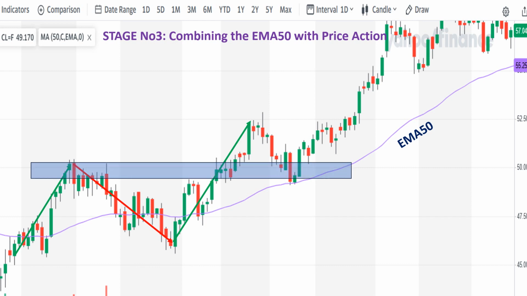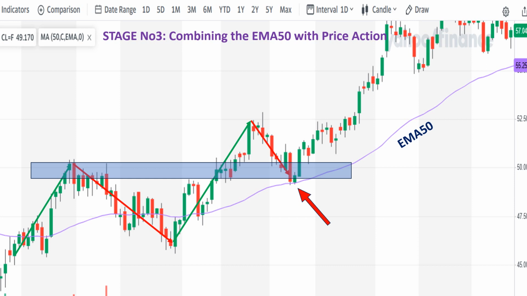resistance level to ascend further, it eventually retraces to the former resistance, which now serves as a support area, what I term the buy pressure zone. Crucially, this pullback should also intersect with the 50-period exponential moving average at this location.